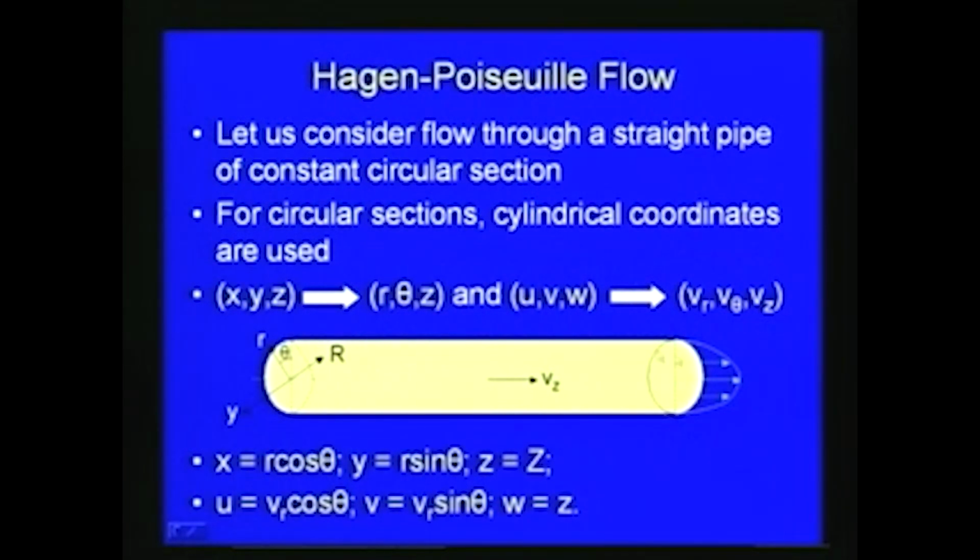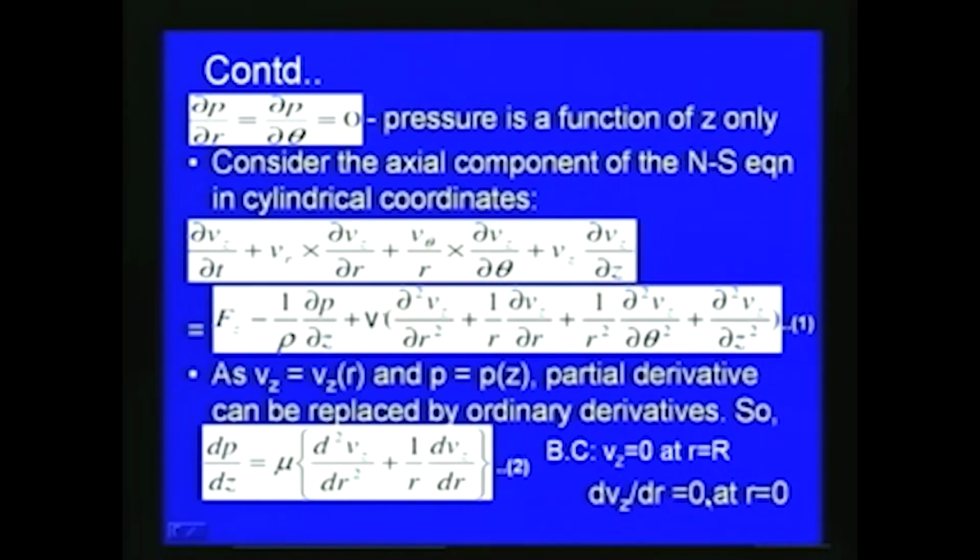Then for pipe flow as described here, the velocity variation is parabolic and the maximum will be at the center of the pipe. So at r is equal to 0, we can write dVz/dr is equal to 0. Since the maximum velocity is at the center line, the derivative of the velocity with respect to r, dVz/dr, is equal to 0. So for this problem we have simplified the Navier-Stokes equations and derived the boundary conditions.